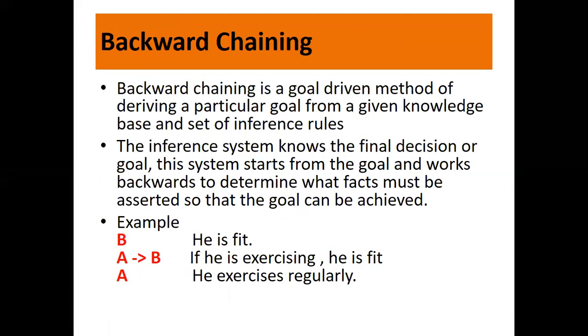Now let us look at backward chaining, which is exactly opposite of forward chaining. Backward chaining is a goal-driven method, whereas forward chaining was a data-driven method, remember. Backward chaining is a goal-driven method of deriving a particular goal from a given knowledge base and set of inference rules. The inference system knows the final decision or the goal. The system starts from the goal and works backwards to determine what facts must be asserted so that the goal can be achieved. In case of forward chaining, we were given the facts and using those facts, we reached the goal. In backward chaining, you are given the goal. Using the goal, you should go back to the facts using which you could achieve this goal.